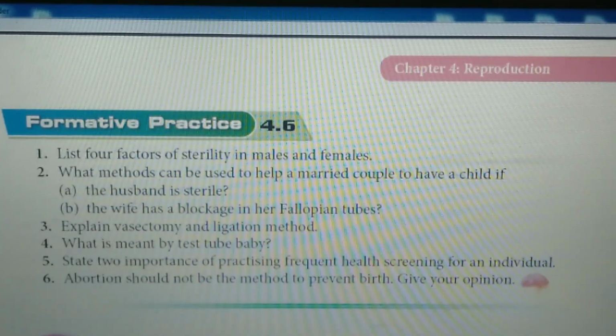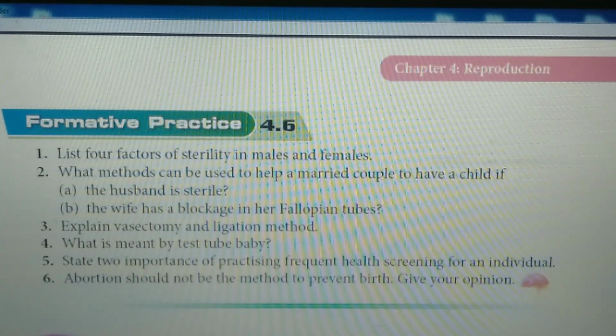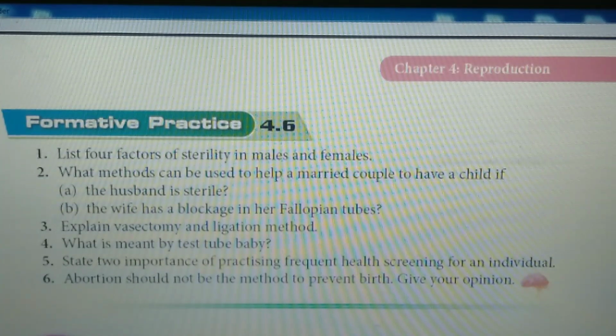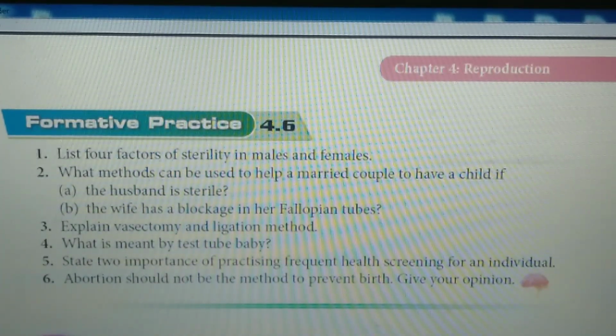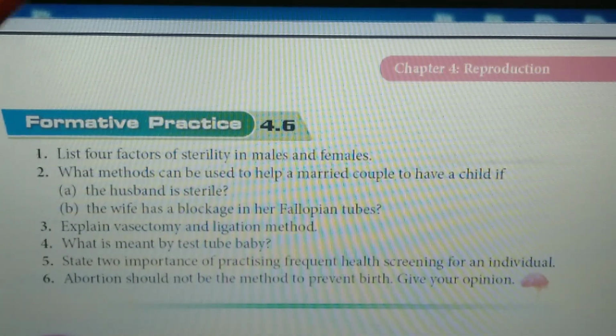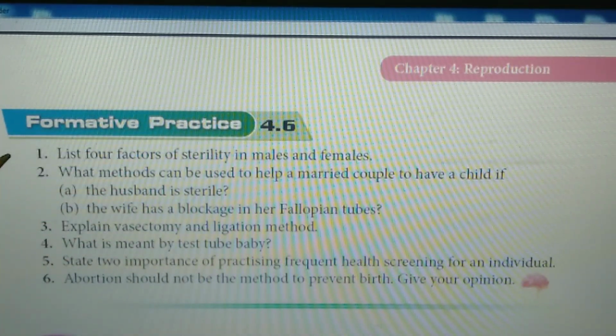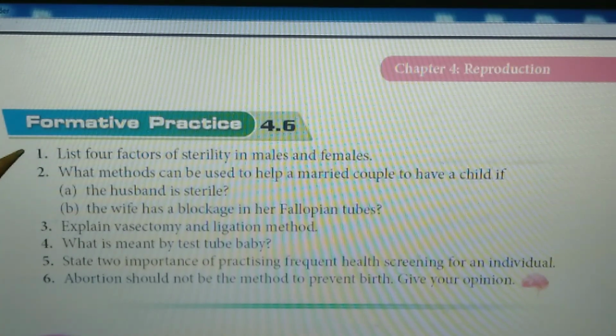I hope that you can understand the methods of contraception in order for the married couple to control the number of children that they should have. So, as usual, you have to do this exercise, formative practice 4.6, in order to make sure that you understand what is being studied and what was discussed previously about this subtopic.